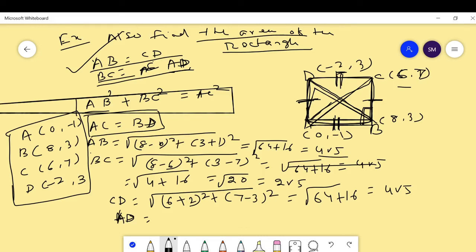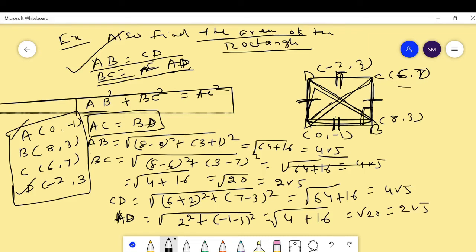Here AD is equal to square root of (0 minus of minus 2) whole square plus (minus 1 minus 3) whole square, which is equal to square root of 4 plus 16, which is square root of 20, which is 2 root 5. Then we come to the conclusion that AB is 4 root 5 and CD is 4 root 5, and BC is 2 root 5 and AD is 2 root 5.